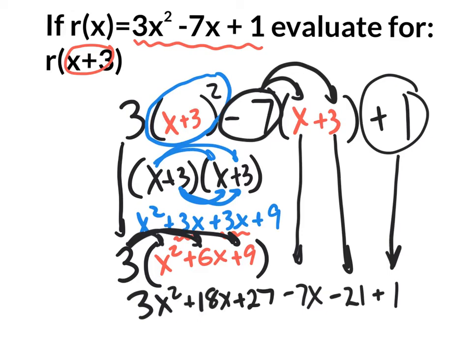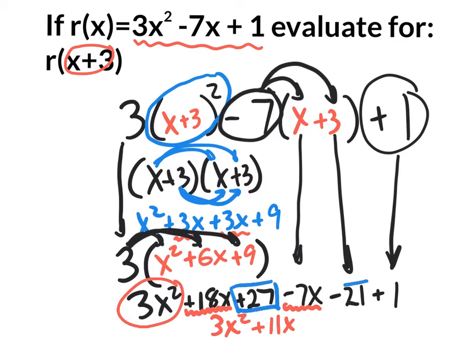So I want to start my answer with the highest exponent term, which is a 3x squared. So that's my answer. 3x squared, and then I have the 18x. I should probably use other symbols like a squiggly underline. 18x minus 7x. What's 18x minus 7x? Positive 11x. And last but not least, we have our numbers. So we have a 27. When you take away 21 from 27, you get 6. 6 plus 1 will take you back to 7. So ladies and gentlemen, this is our answer down here.